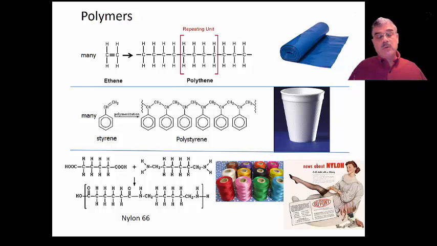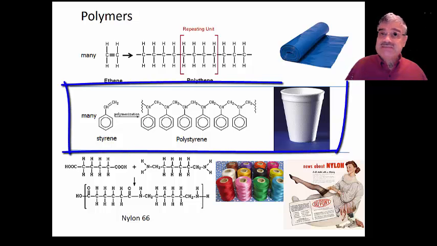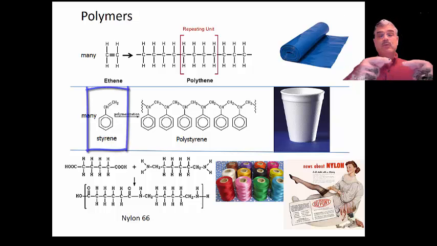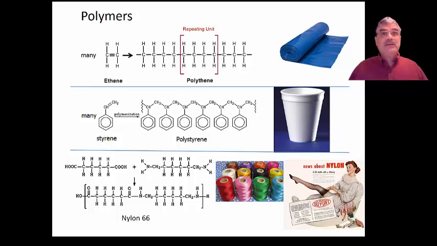A second homopolymer that you are probably very familiar with is polystyrene, or what we would call styrofoam. Polystyrene is made of a small unit, styrene, that is linked together one after the other to form polystyrene, a polymer of styrene, polystyrene. And one of the uses of polystyrene, of course, is to make styrofoam cups.